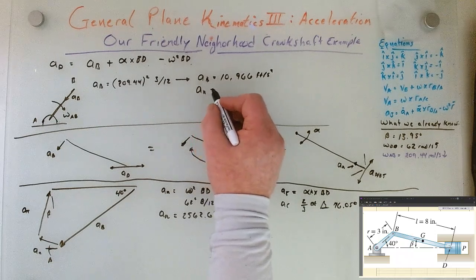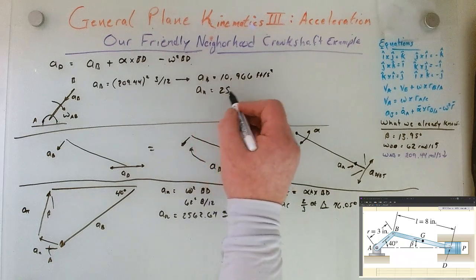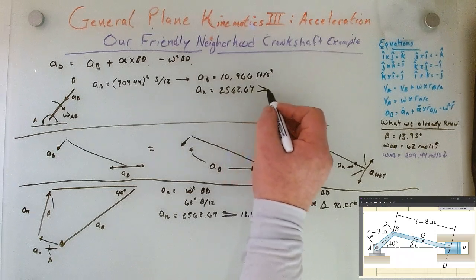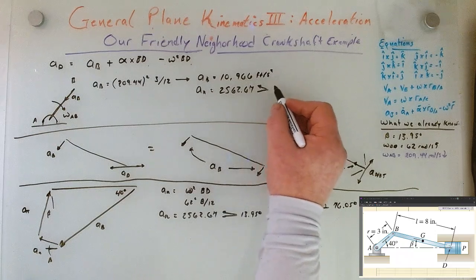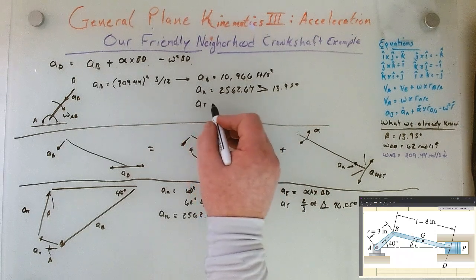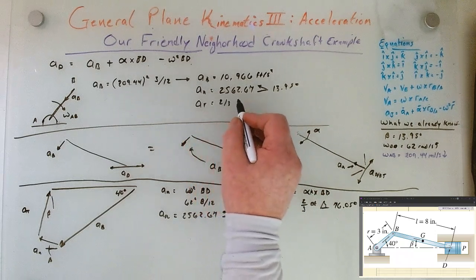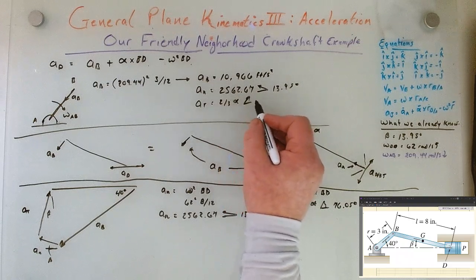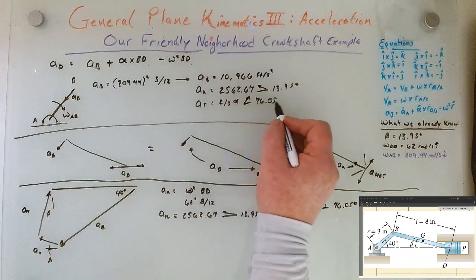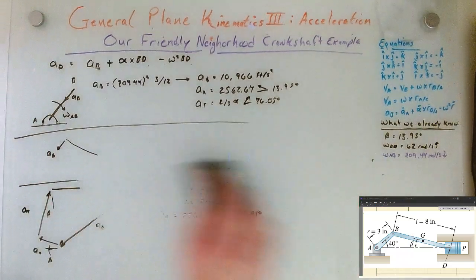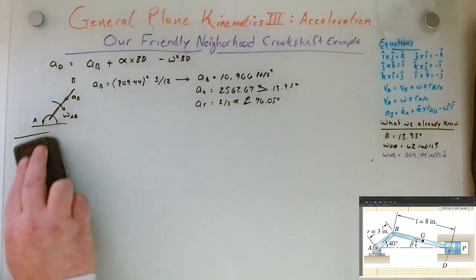So a sub n equals 2562.67 in this direction. That is 13.95 degrees. A sub t equals 2/3 alpha, and that is in this direction, 76.05 degrees. Okay, and now let's erase some of the stuff out of the way and just put this equation together.